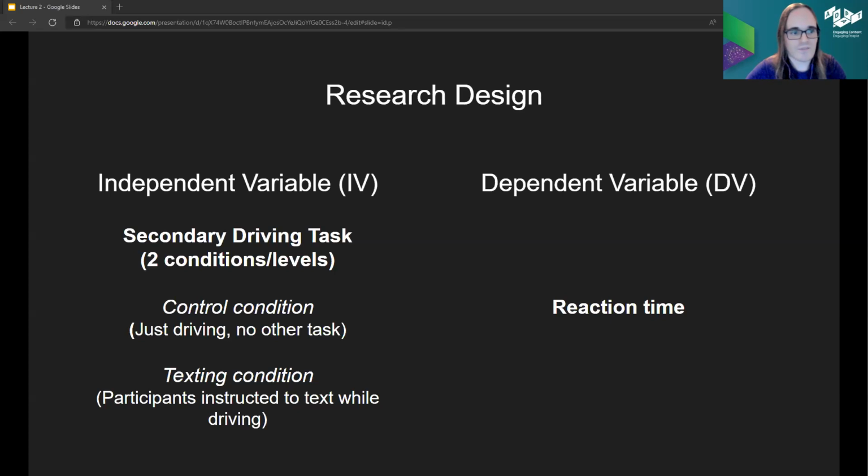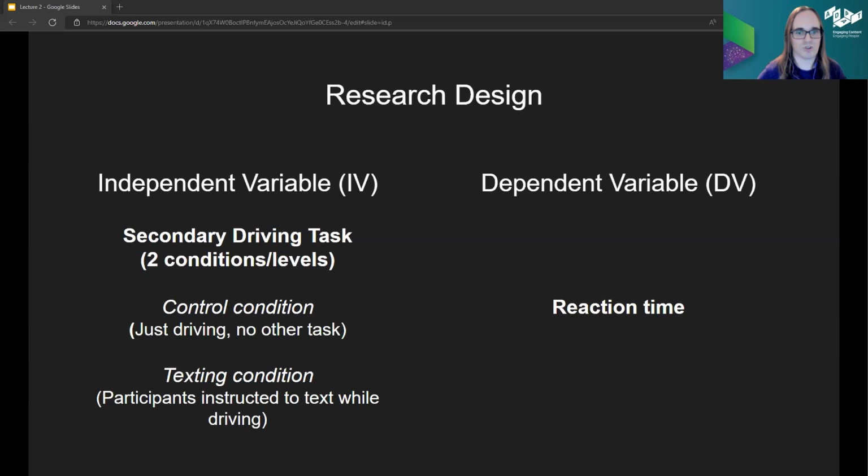So let's talk about the variables we have in our experiment. The variable we want to control is the secondary driving task, so whether or not someone is texting and driving. That is our independent variable. For this independent variable, we'll have two conditions, or you'll sometimes see them referred to as levels, or in the physical sciences and medicine, you'll see this referred to as treatments. But we'll stick with conditions for now. We have two conditions to our independent variable of secondary task.